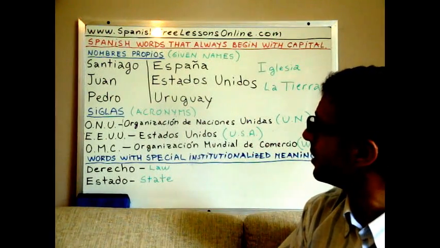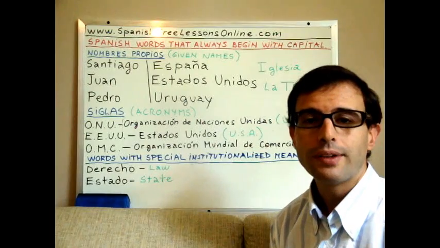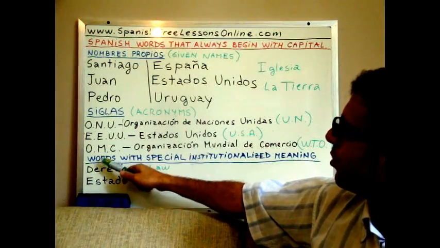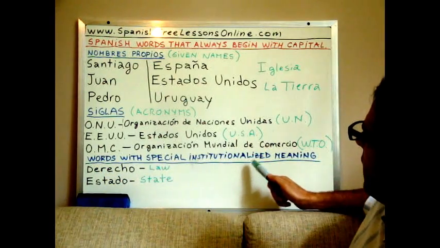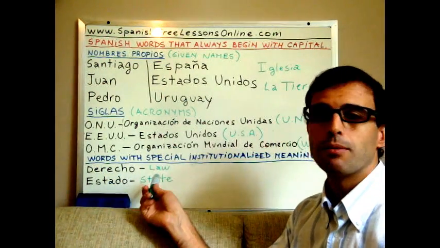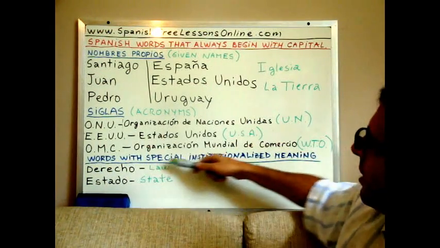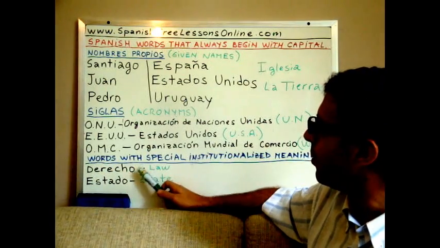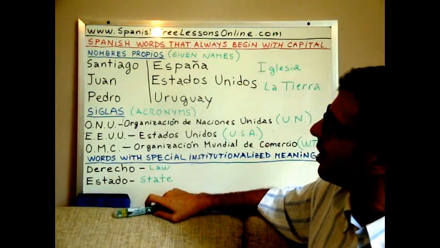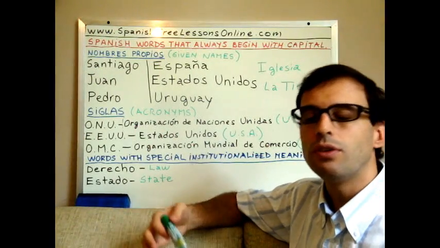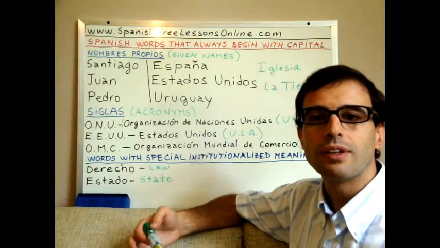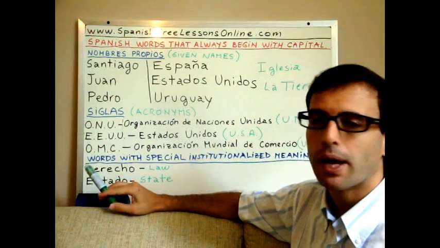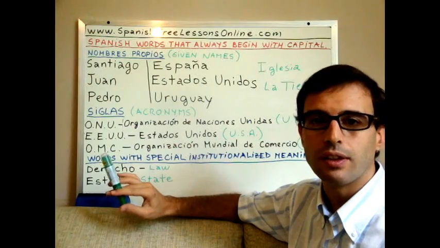And another rule for always writing a word with a capital at the beginning is the words with special institutionalized meaning. And I really don't know the name for this rule. I just invented this name. But what I mean with this is words like law, state, that refer to an institution that is universal, that is very important and always need to begin with a capital letter. Always, no matter where the word is standing in the sentence.